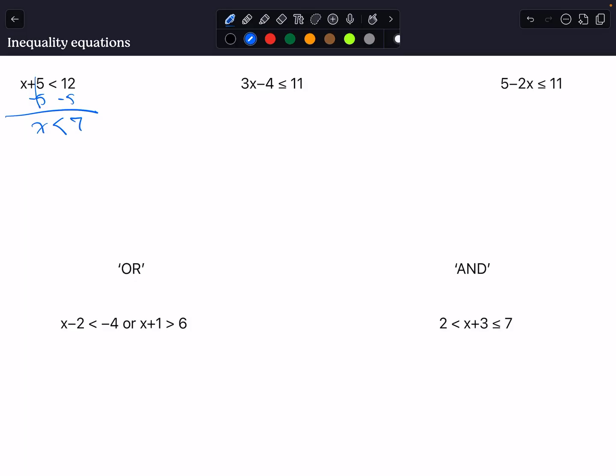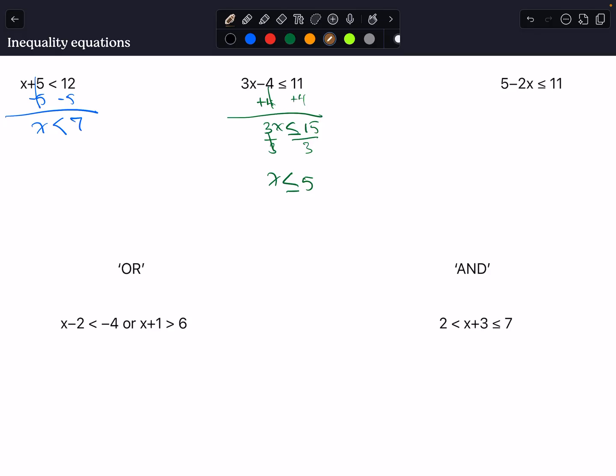Fair. Next one I'll do in green. 3x minus 4 is less than or equal to 11. I add 4 on both sides. 3x less than or equal to 15. And then we see here that x is less than or equal to 5. The last one we're going to be focusing on, we'll do it in brown.